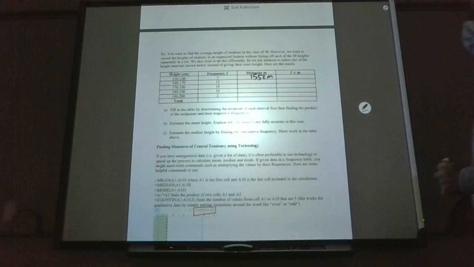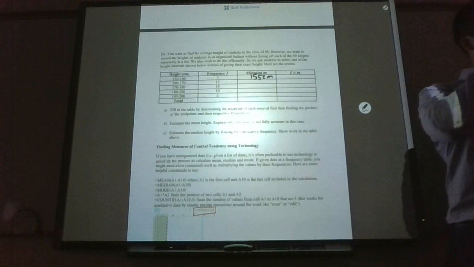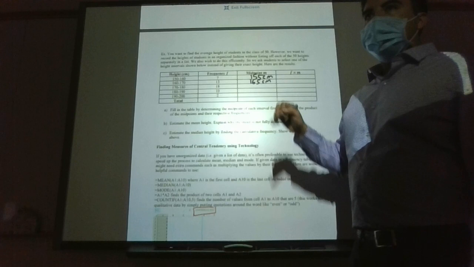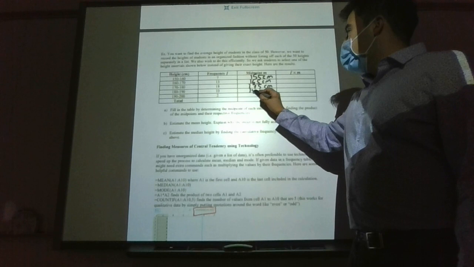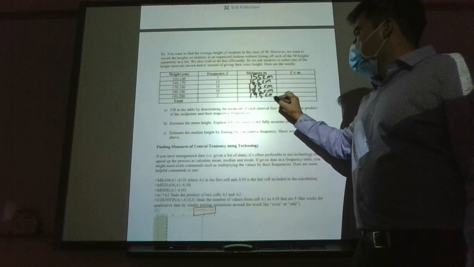What about the next category, 160 to 170? Yes, Sophie? 165, perfect. Just 175. Then we have 185 and 195, right? So there are all our midpoints.